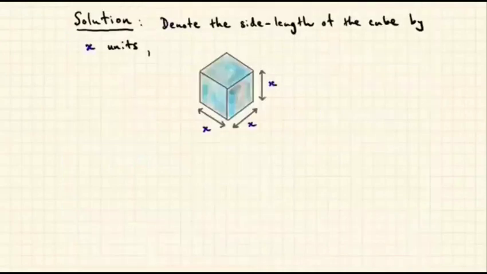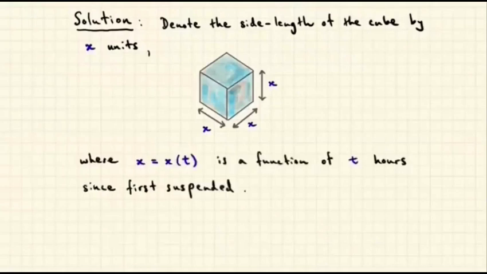We begin by denoting the side of the cube by x units. What the units turn out to be is really unimportant. It's very important, however, to think of the value of x as a function that changes with time t. The units of time will be hours, since the question actually asks how many hours it takes for the cube to melt away to nothing. You might notice in this example, we are using t as the independent variable and x as the dependent variable.